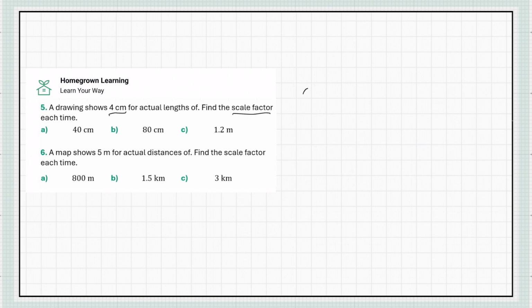Alright, let's look at 6. So for 6A, we have 5 meters, and the scale factor is what we are trying to find. So we have the actual distance, we have the scale distance, so it's going to be 5 meters to 800 meters, right? Again, divide both sides by the highest common factor. In this case, that's going to be 5. So 1 to 160.